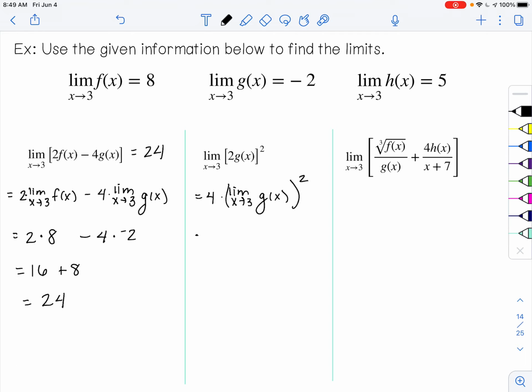And then I'm going to have g squared as well, so I'm going to take the limit as x approaches 3 of g of x first and then square my answer. So I'm going to get 4 times negative 2 squared. So that's going to be 4 times 4, which is 16.